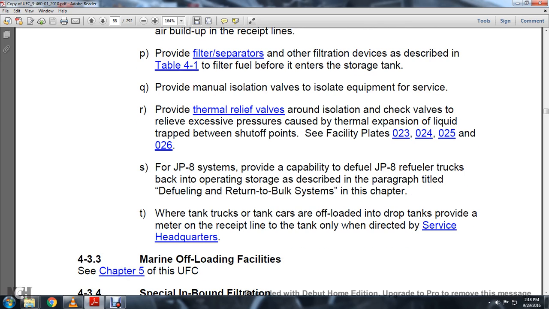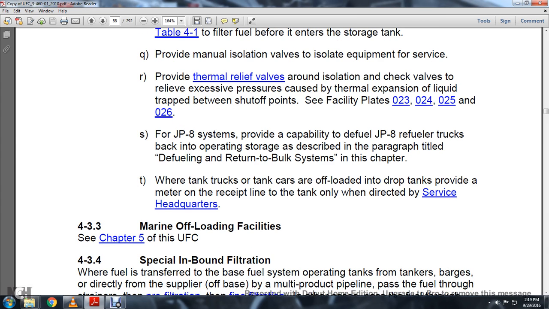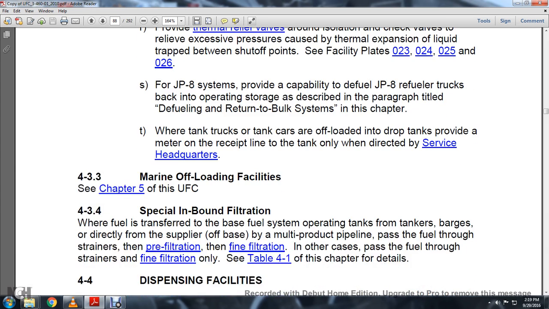The JP8 system is provided with the capability to defuel JP8 refueler tanks and return to operating storage, as described in the paragraph titled Defueling, Restoring, Return to Bulk System in Chapter. When the tank trucks and tanker cars are offloading to the drop tanks, provide a meter on the receipt line of the tank only when it is directed by the service headquarters. 4.3 Marine Offload Facility, see Chapter 5 of the UFC.